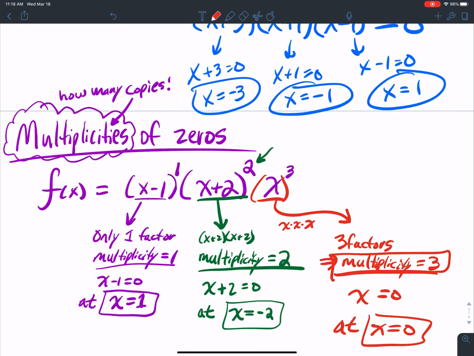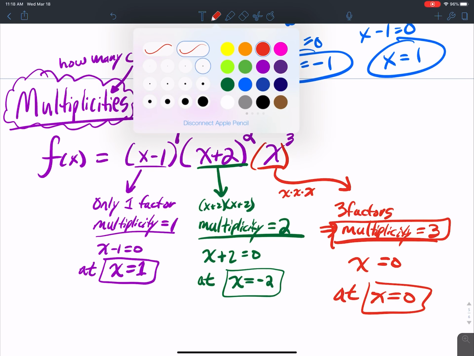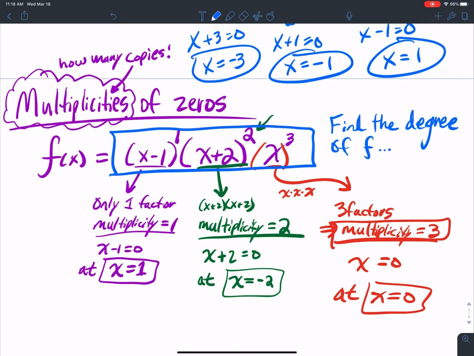All right. Now you might be asked to find the degree of f. Okay, find the degree of f. Now, there's 2 ways to do this. The hard way or the easy way. All right? So it's your choice what you want to do. You can either do it the hard way and multiply all this out and look for the lead term and figure out the degree of that term, and then that's the degree. Or 2, which is my suggestion.